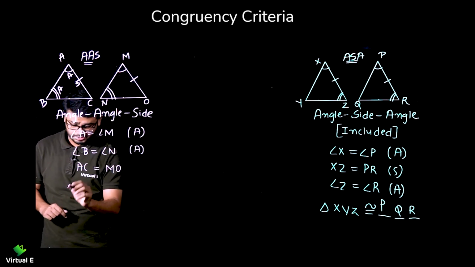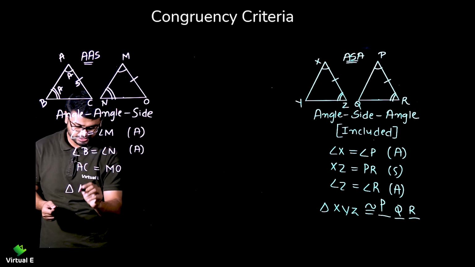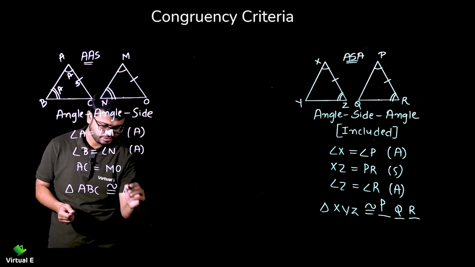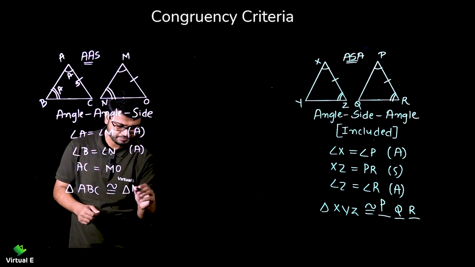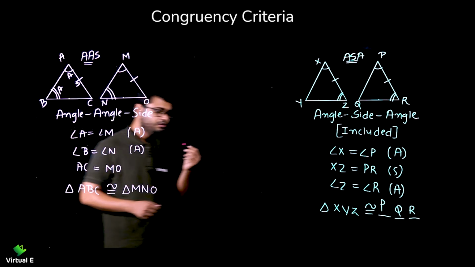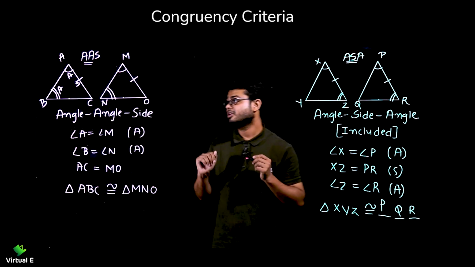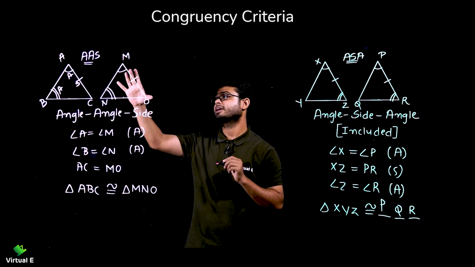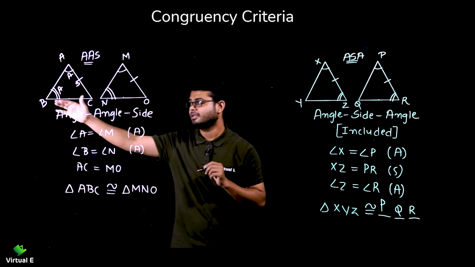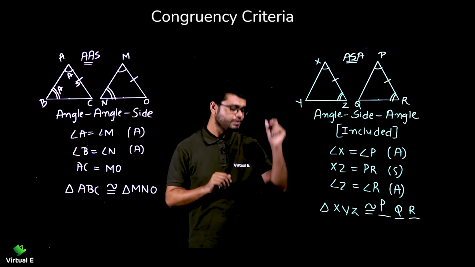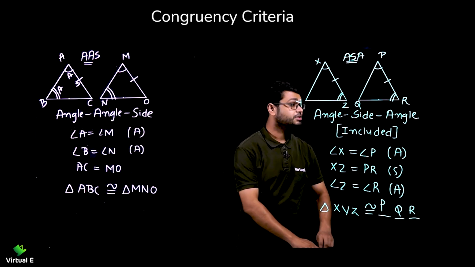So what congruency condition we can write here? Triangle ABC congruent to triangle MNO. A goes with M, B goes with N. So what's left? That is O. Very simple this is as well. Remember, you take any two angles and one side is in contact in either of the angle, like in this case BC or AC. That will work out. So these are the two conditions.